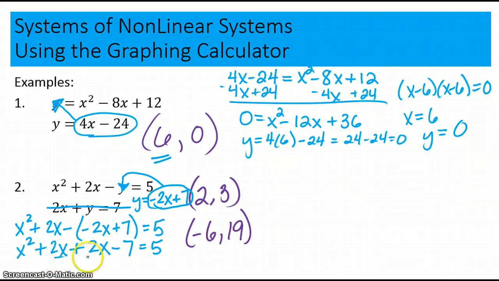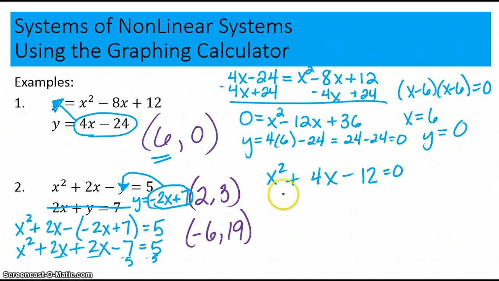So we're going to combine our like terms here. 2x and 2x is 4x, and I'm going to subtract 5 from both sides. So we get x squared plus 4x minus 12 equals 0, which can be factored. What multiplies to be negative 12 and adds to be 4? That's going to be plus 6 minus 2.